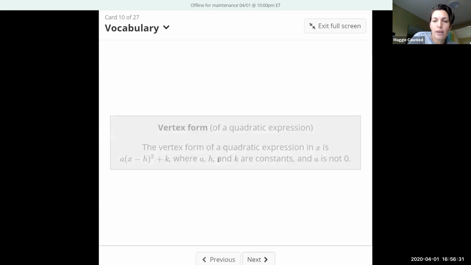Cool. All right, so vertex form of a quadratic expression looks like this. A vertex form of a quadratic expression in x is a times x minus h squared plus k, where a, h, and k are constants, and a is not 0. Because if a was 0, 0 times anything is 0, so it would just be a constant. There wouldn't be much going on with that x squared. It wouldn't be quadratic.